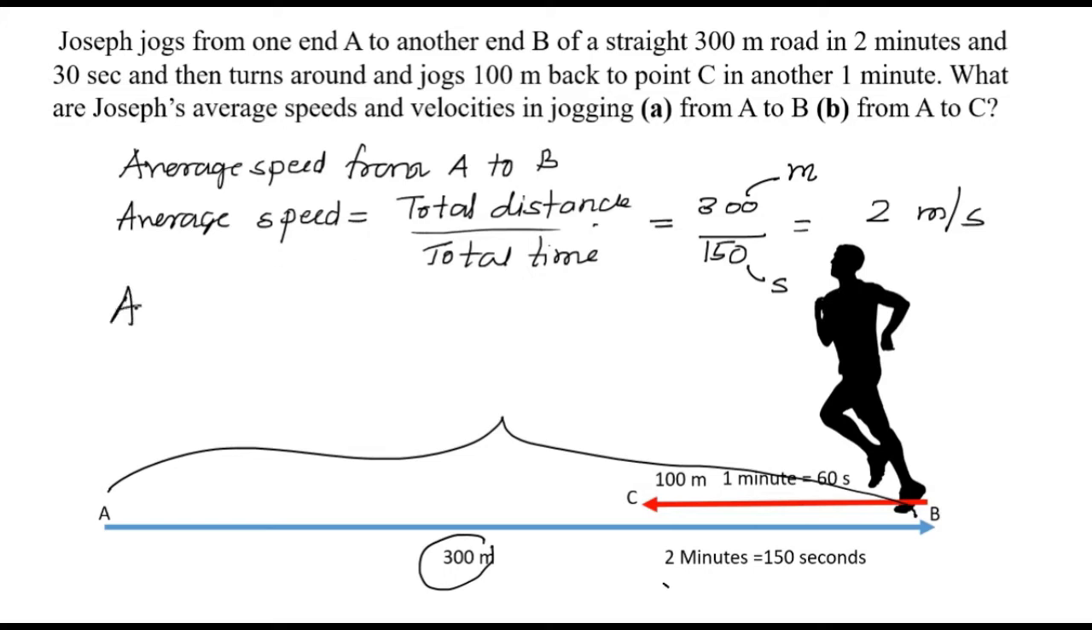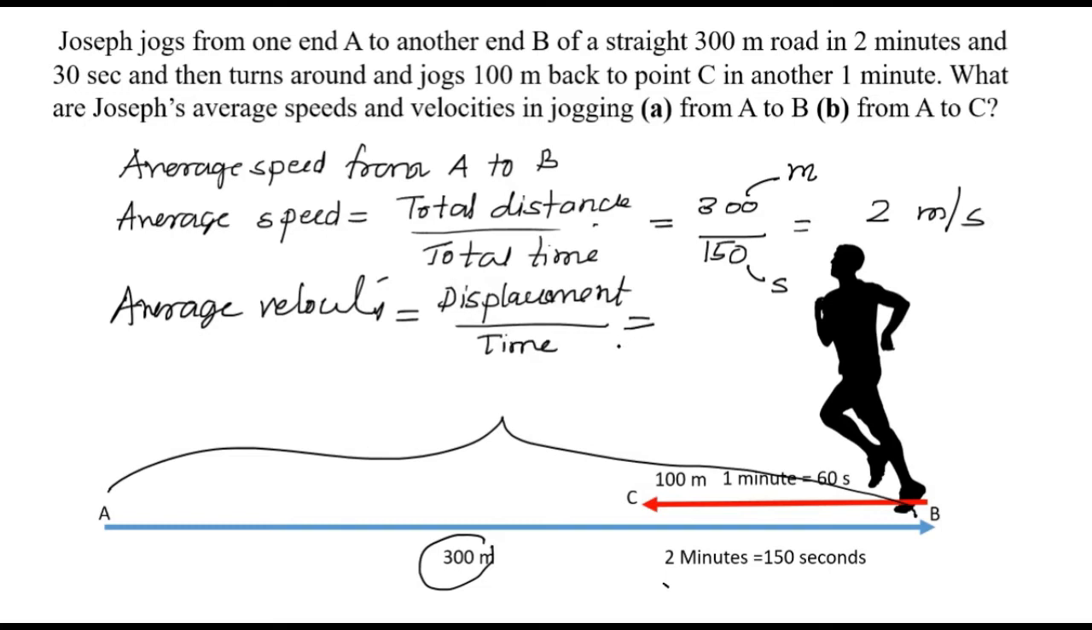And again, average velocity is equal to displacement divided by time. And what is the displacement here? Displacement and distance are the same because from A to B, there is no change in direction. Therefore, displacement is also equal to 300 divided by time 150, which is equal to 2 meter per second. Therefore, here from A to B the speed as well as velocity remain the same. This is the first part of our problem.